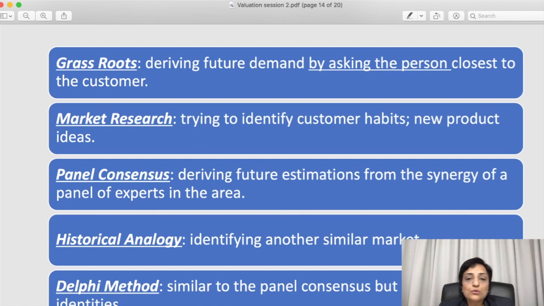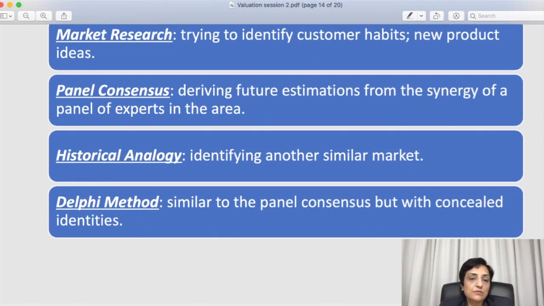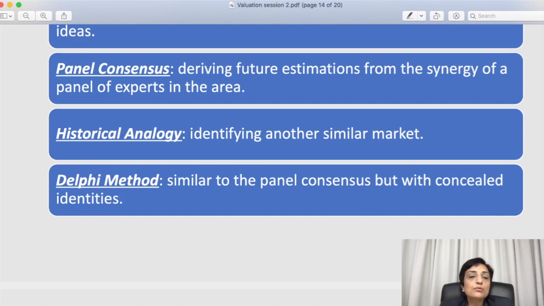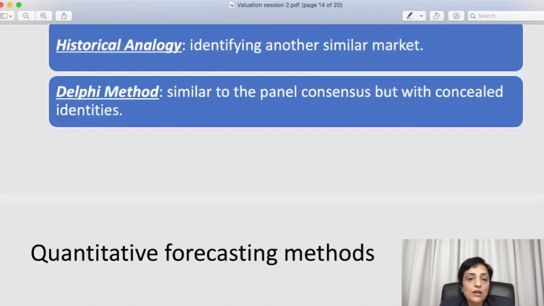And then we can also use historical analogy. So we can say that if one product was successful in the X environment, then this product can be successful in the Y environment also. A lot of industries which first originated in the US were replicated in different countries by using this method, historical analogy. Delphi method is similar to the panel consensus, but in this case we have concealed identities. So for the people who are involved, the experts, we don't have their identities available to us.